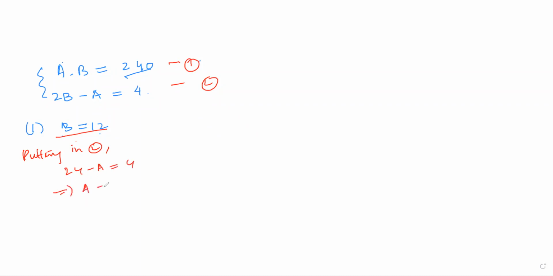So what is A? A is going to be 20. Now equation 1 is satisfied if we take A as 20 and B as 12. Now multiply them: 20 into 12 is 240, which is true. So the option is correct. Option number 1 is the correct answer.